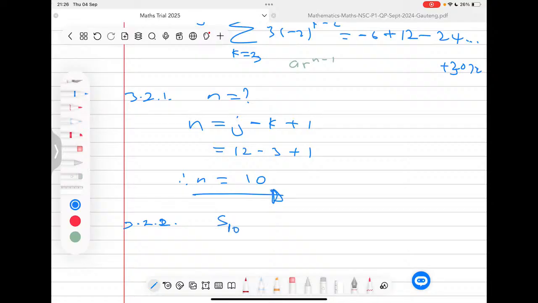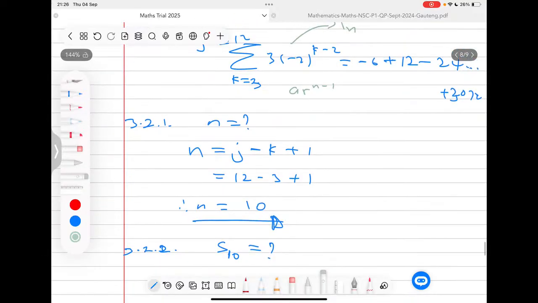So it means we're looking for the sum of the first 10 terms, because remember, we know that we have 10 terms in this series. Remember I said this series is a geometric series. How do I know that? I see this form here. I see that we have an A, and then we have a combination of R coming up there.